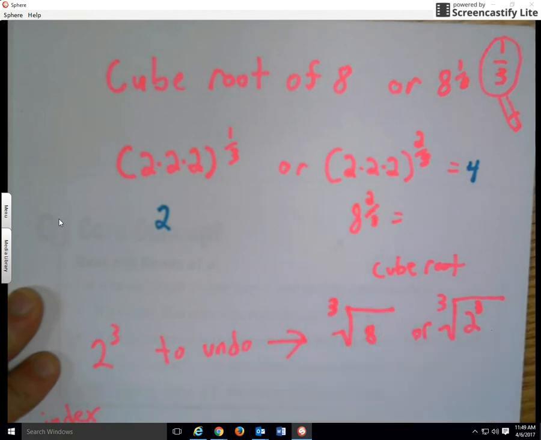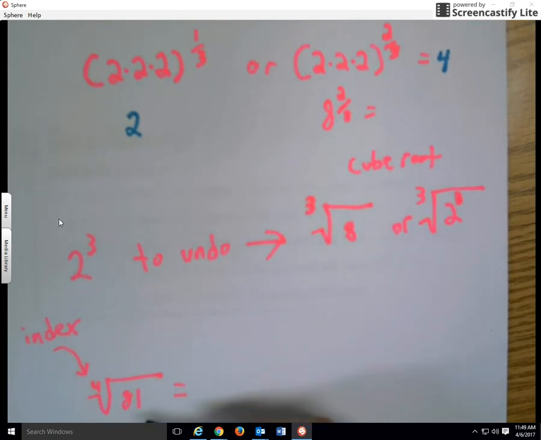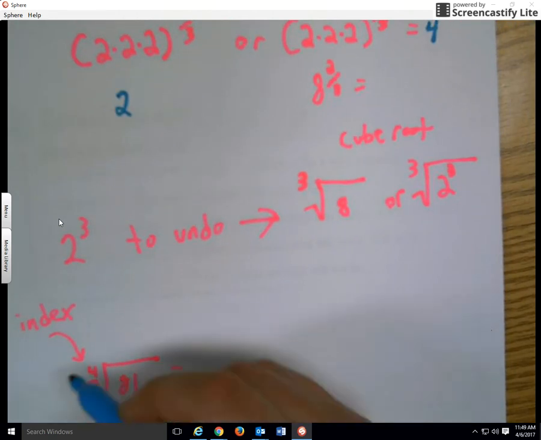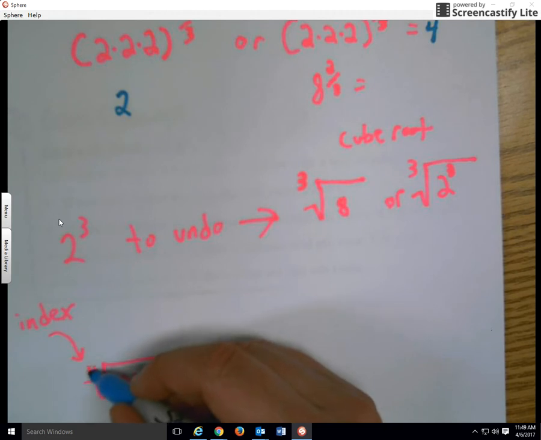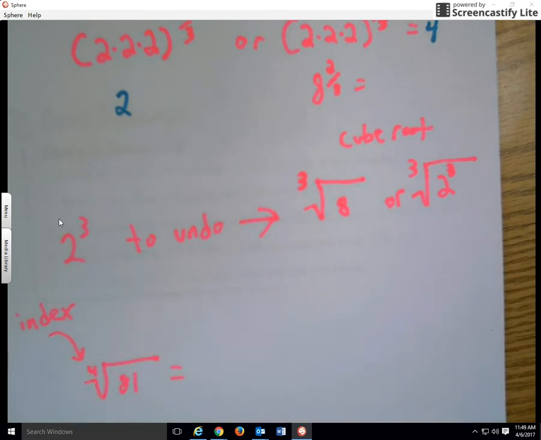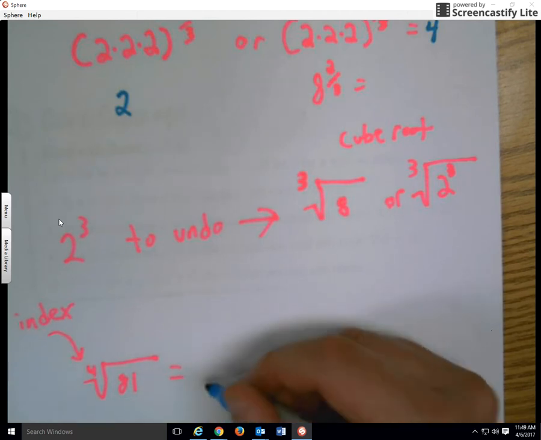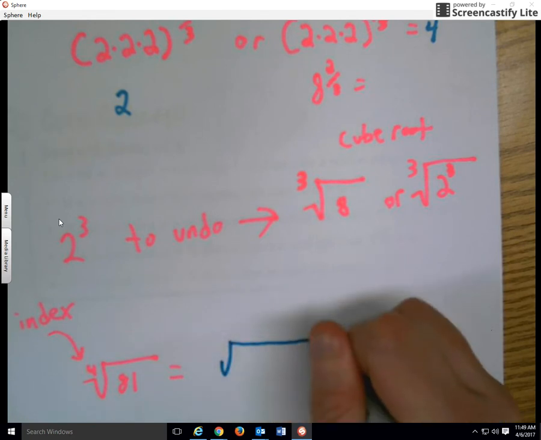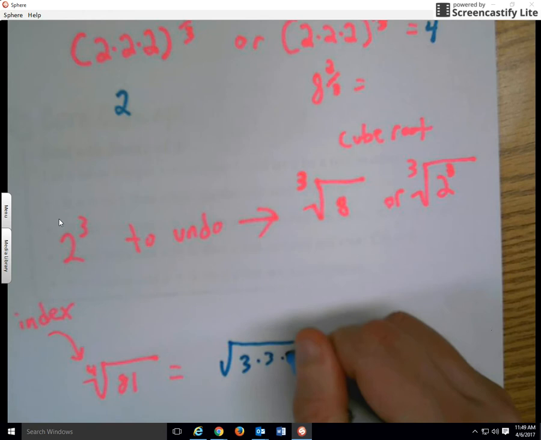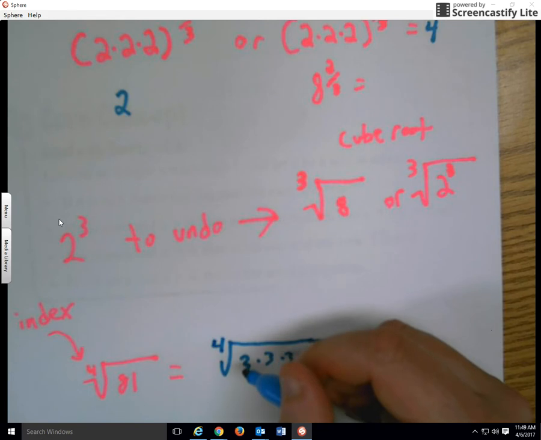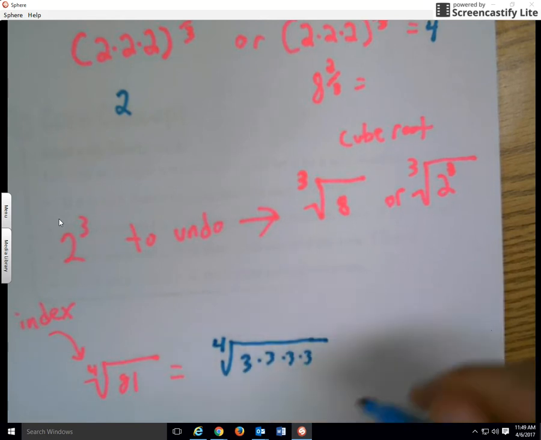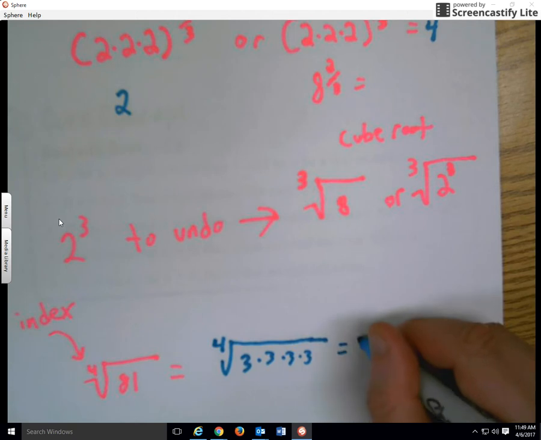Just a quick vocabulary review. This is called the index, the nth power, that is 3. It's called the index. So what would 81 to the 4th root be? I'm sorry, we're doing roots now, not powers. What would that be? Well, what times what times what is 81? Well, 3 times 3 times 3 times 3 is 81. So if we're doing the 4th root, we're taking 1 of the 4, which would equal 3.